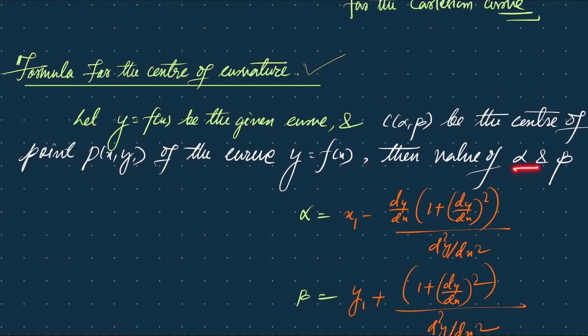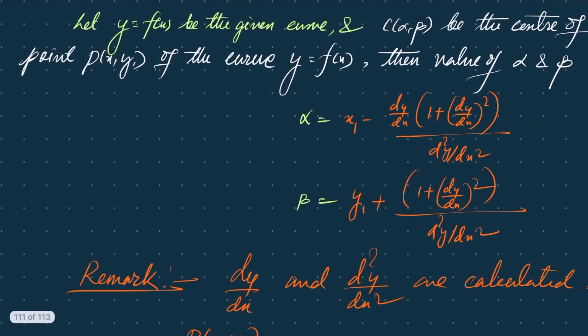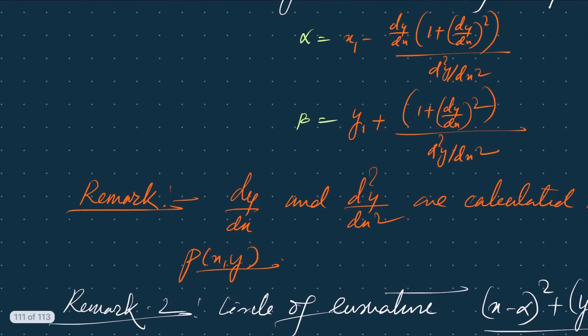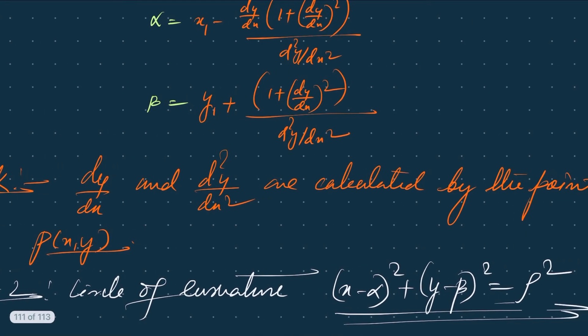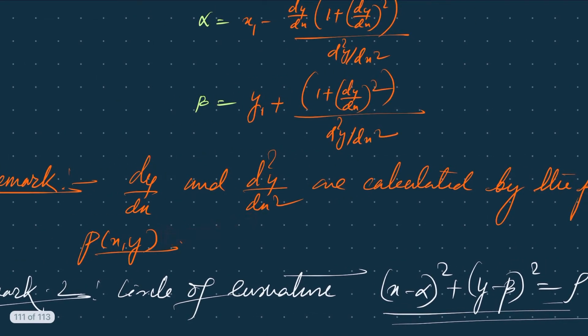Then the values of alpha and beta for the center point will be: alpha is equal to x1 minus dy by dx into 1 plus (dy by dx) whole square divided by d square y by dx square. This is the formula, and the same goes for beta, but here it is replaced with y1 plus. The remark is that this dy by dx and d square y by dx square are calculated at the point P(x, y), meaning for some particular point, because for every point the curvature will be different. For every point the center of curvature will be different. So for every point on the curve the radius of curvature also will be different.